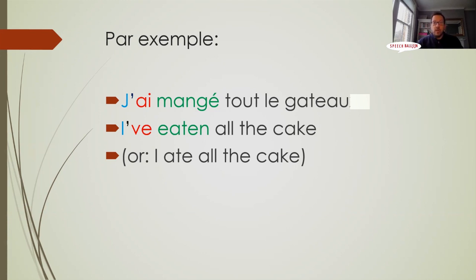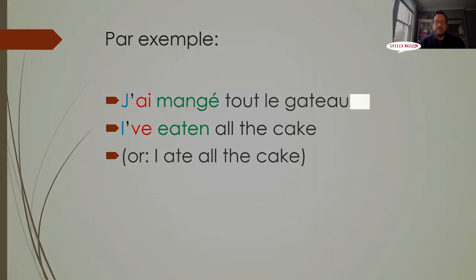So in English, we distinguish between the perfect tense and the past definite tense. But in spoken French, you use the passé composé for both. So it's kind of easier in French in that case. So it's j'ai mangé, I have eaten.